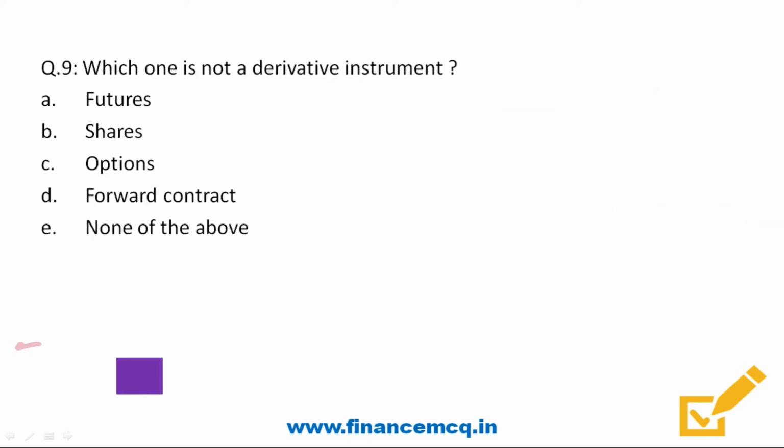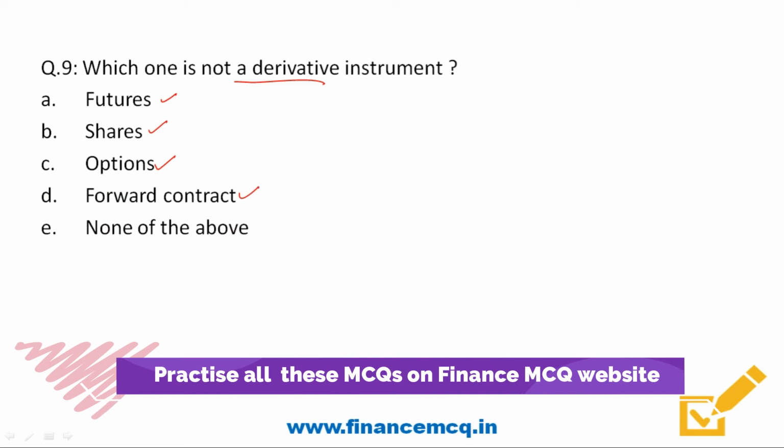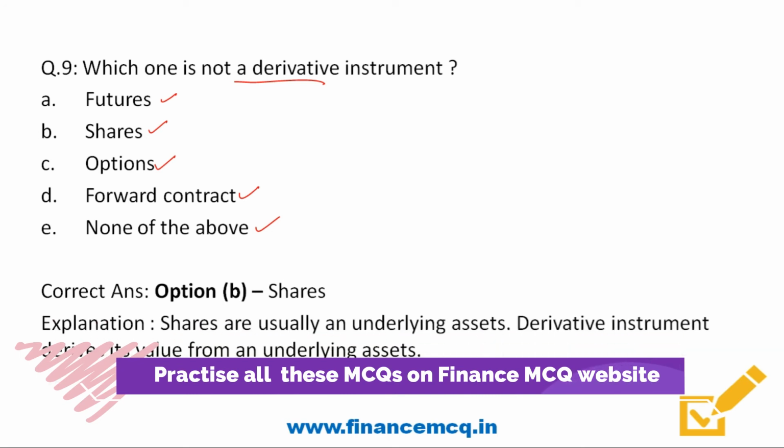Moving on, next question, which one is not a derivative instrument? Well, the options are futures, shares, options, forward contract, and last option, none of the above. So friends, here except shares, all are derivative instruments. And friends, derivative instruments derive their values from an underlying asset, and shares are usually an underlying asset.